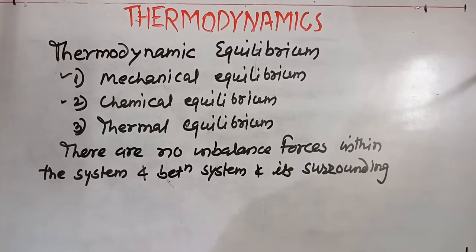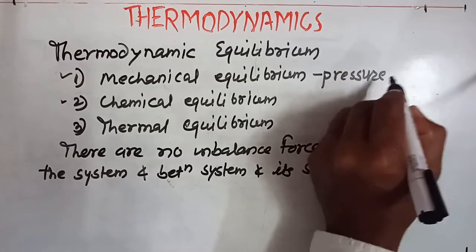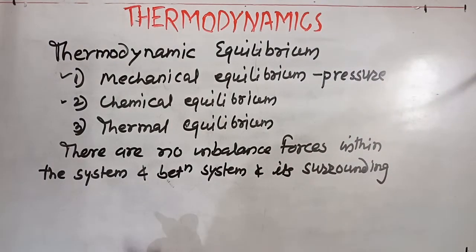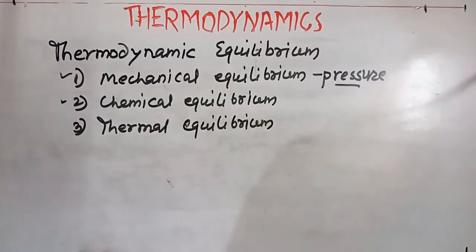If there are no unbalanced forces within the system and between the system and its surrounding, then the pressure is uniform. So this is the criterion of mechanical equilibrium. When the pressure is uniform in all regions of the system, then we say that that system is in mechanical equilibrium. Then the second equilibrium is the chemical equilibrium.